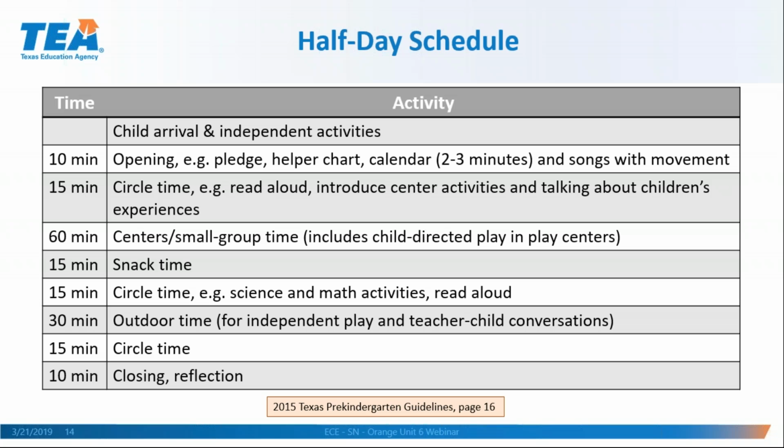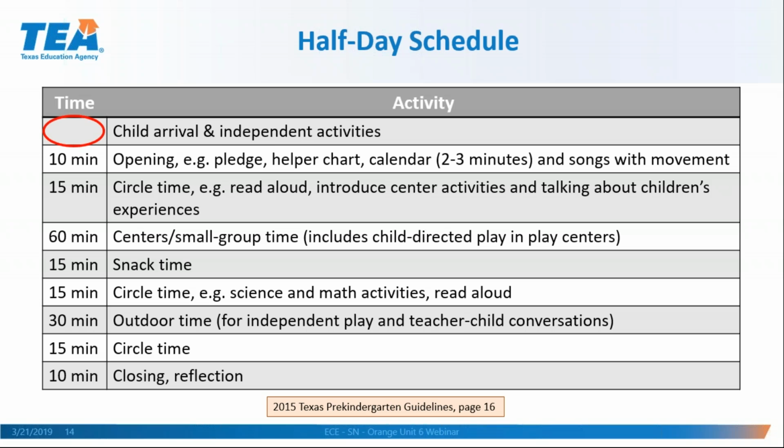It's on page 16 if you want to look it up. And it is a suggested half-day schedule. So I thought we would start here. You will notice it has two columns. One is the amount of time that they think the activity will take, and then the other column describes the activity. You will notice there is no time frame on the very first activity, the child arrival and independent activities.